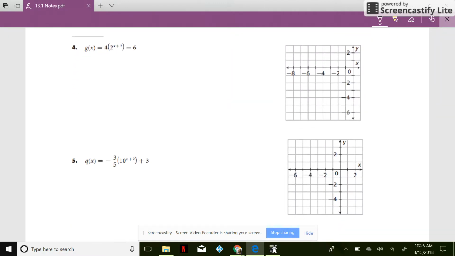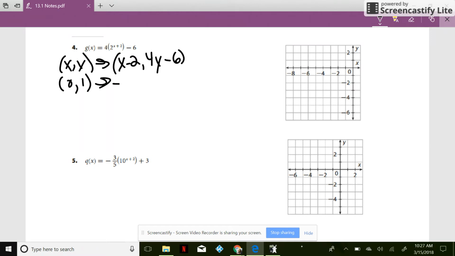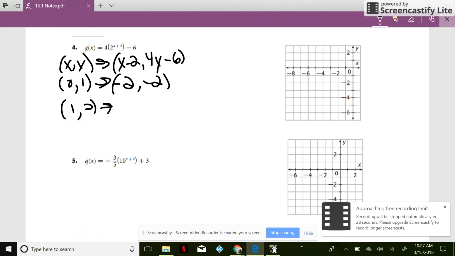So number 4 here, we should see we're going to stretch by a factor of 4. Our x values are going to move to the left 2. Our y values are going to move down by 6. So that's going to take our initial values. Our x values will need to subtract 2. Y values will multiply by 4 and subtract 6. So 0, 1 will become -2, -2. And then we'll also have the coordinate at 1, 2, because the base is 2. That will change to -1, 2.